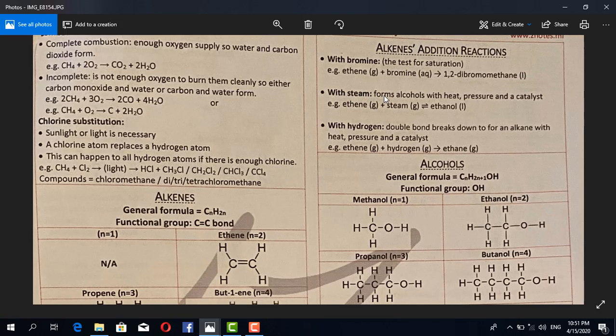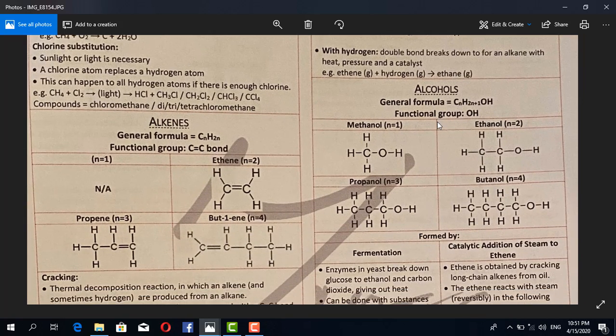Also with steam, it forms alcohol with heat, pressure and a catalyst. Ethene with steam, H2O, forms ethanol. With hydrogen, a double bond breaks down to form an alkane. So when you want to reverse an alkene into an alkane, you add hydrogen to the double bond so it can break down the double bond. For example, ethene, when you add hydrogen, gives you ethane.